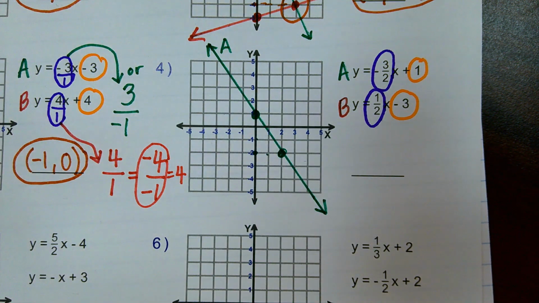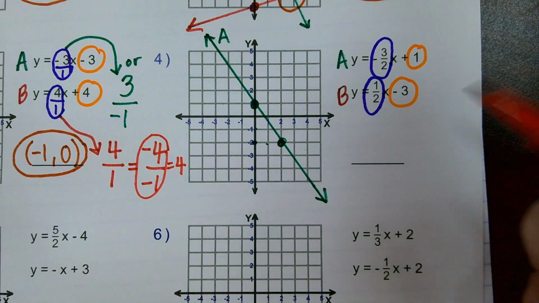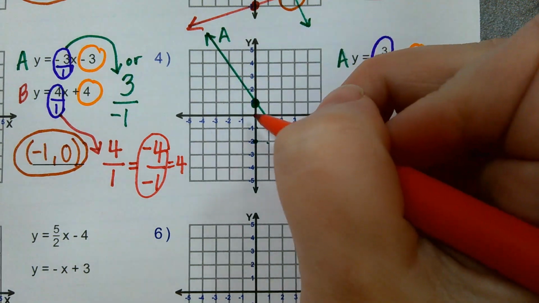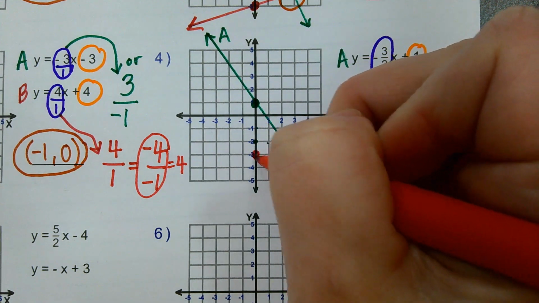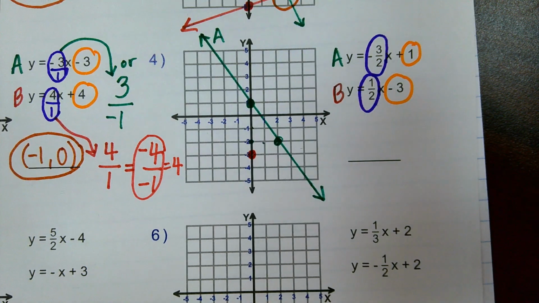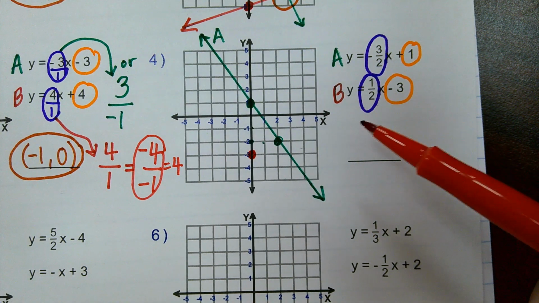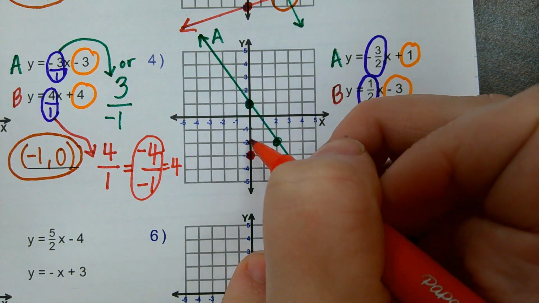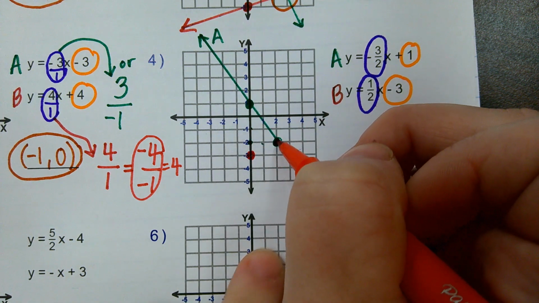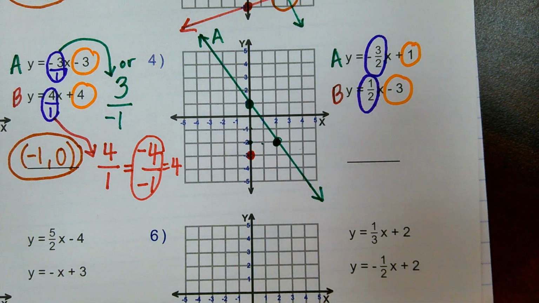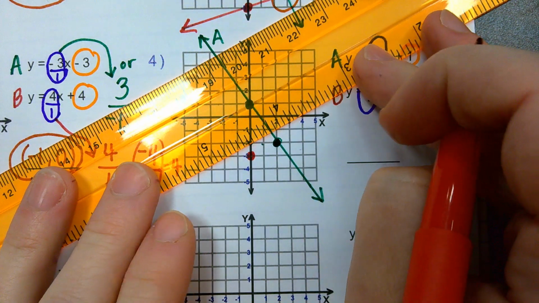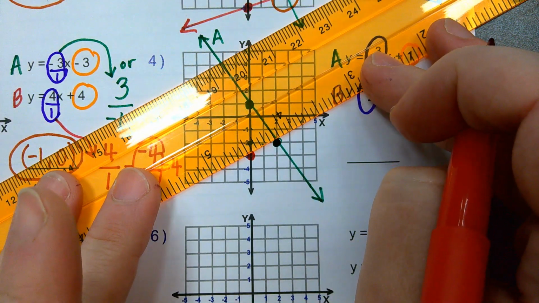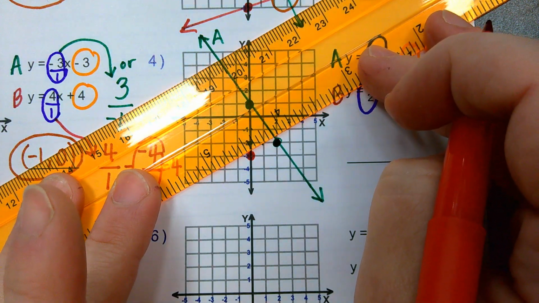And now let's do B. Where's our first point? -3. Good. -3. 1, 2, 3. And where do we go from here? We go up 1 over 2. Good. Up 1 over 2 lands perfectly on that other point. Yes, so we're going to connect the dots again. 2 and 1. 2, -2.